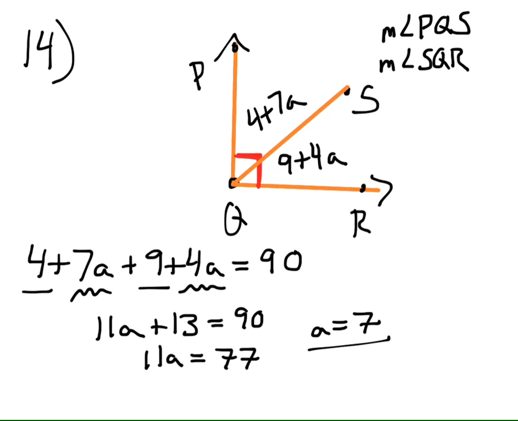But just make sure you answer the correct question. Now that you know A is 7, it wants these two angles. So you now know what to plug in here, and you now know what to plug in here to find those two angles. 7 times 7 is 49, plus 4, this angle is 53. 4 times 7 is 28, plus 9, this angle is 37. 53 and 37 make up 90. That's it.